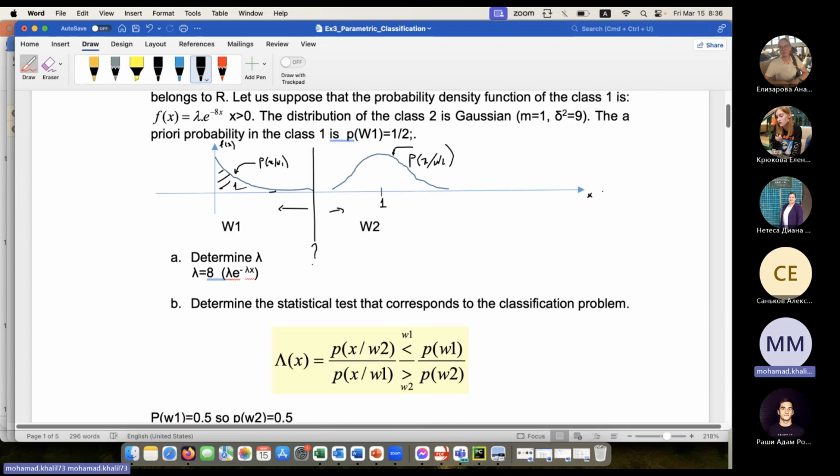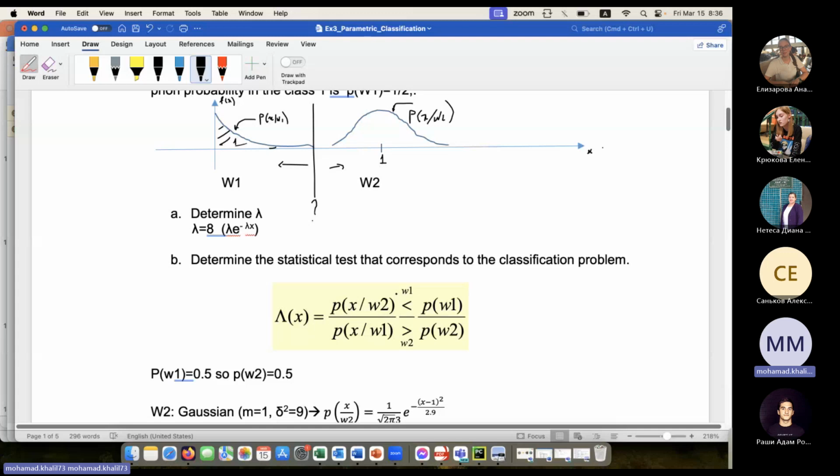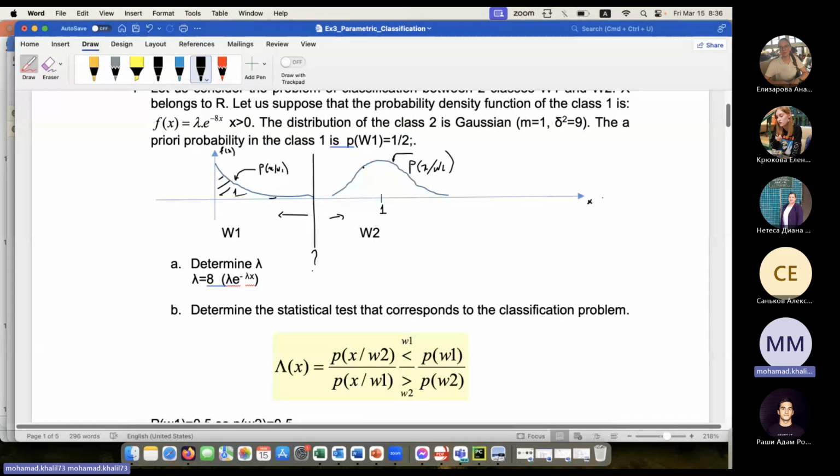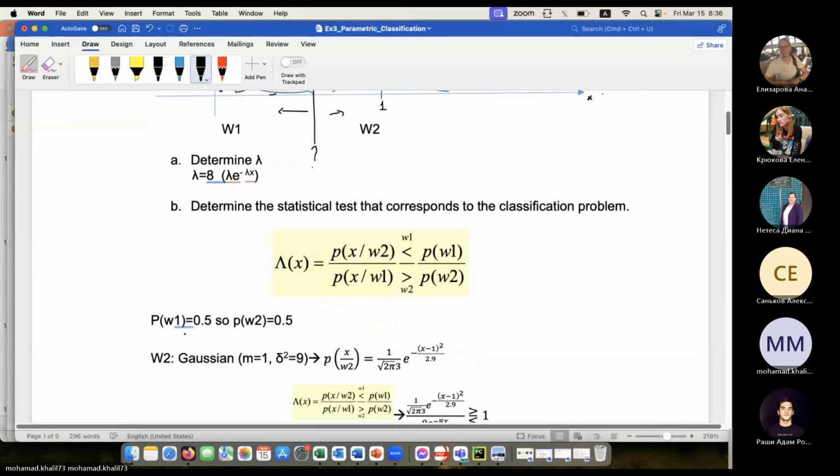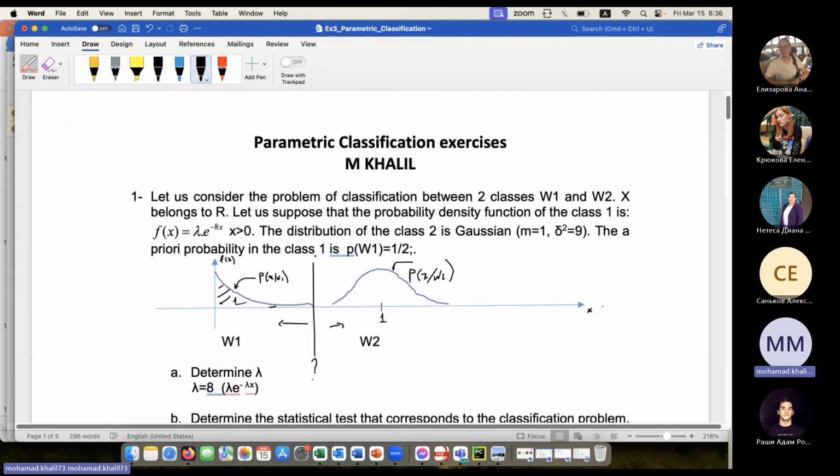Second, we have to determine the statistical test that corresponds to the classification problem. To find it, you apply the formula because you have only two classes. The ratio of the probability here over the probability here, if it is less than P omega 1 over P omega 2, class 1, otherwise class 2. We start from here. P omega 1 is 0.5, and P omega 2 is 0.5, because the probability of class 1 is half, and the sum of both probabilities is 1.